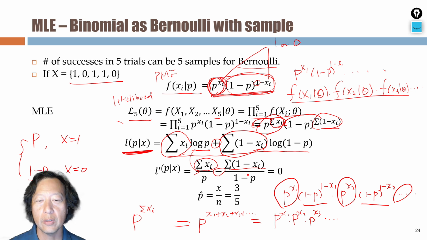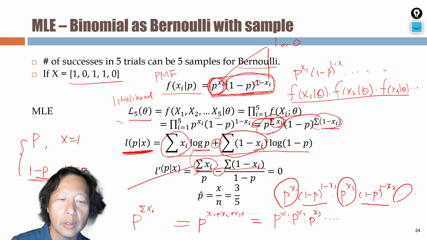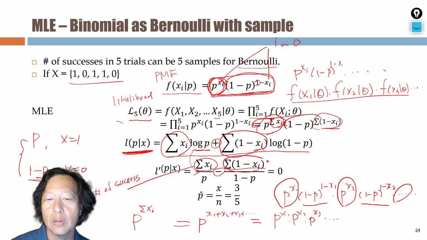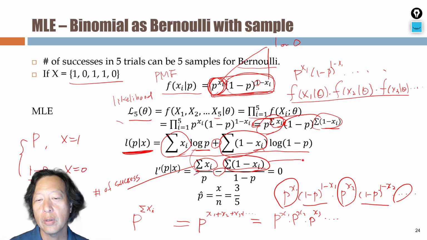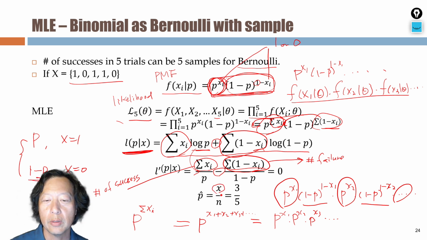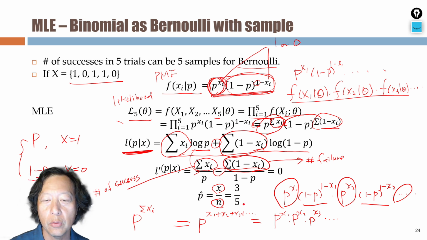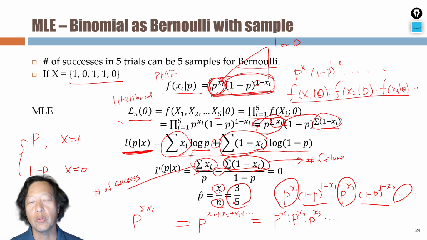And then what you're going to have is exactly the same result, because this summation is the number of successes. What is this summation calculation? This is the number of failures. And the number of successes is 3, and n is the number of trials. So your estimation of the probability is 3 over 5.